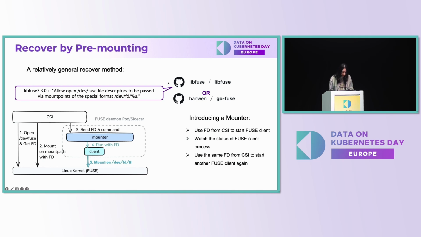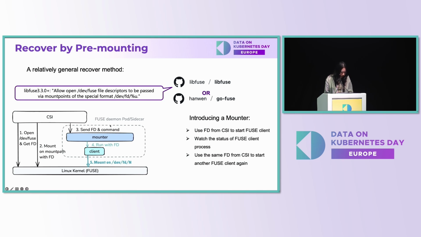Therefore, we propose another solution, which requires our Fuse clients to be developed based on the Go Fuse or the Libfuse 3.3.0 or above. They will have such capabilities, allowing open dev Fuse file descriptors, or called the FDs, to be passed via the mount points of the special format like this. This means we can use the CSI to open the dev Fuse first, get the FD, and create the mount points in advance.